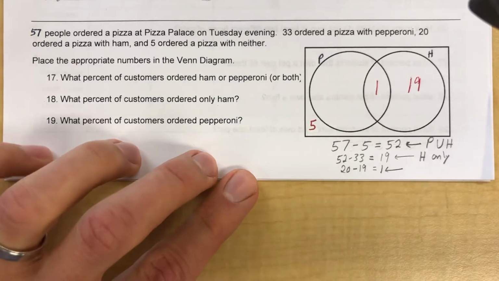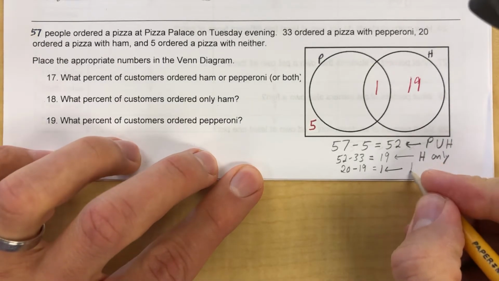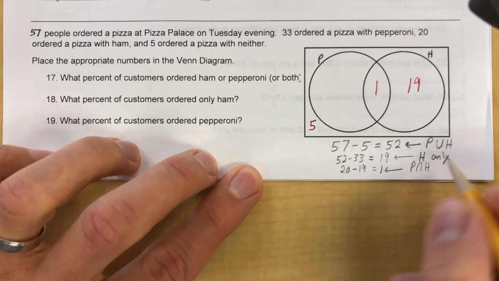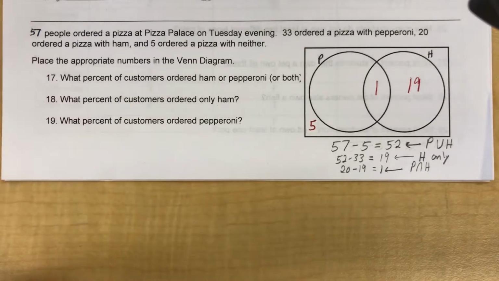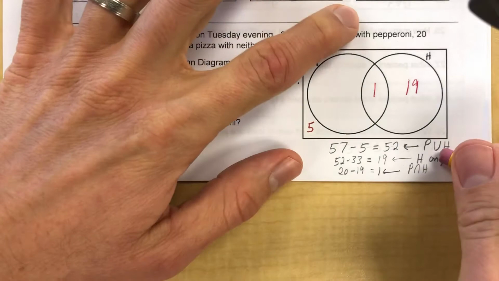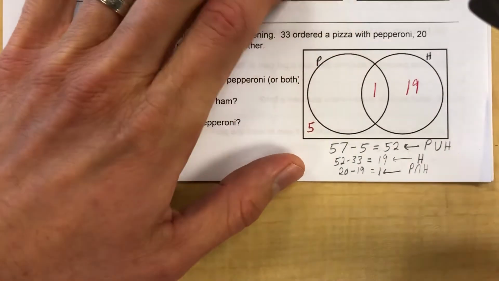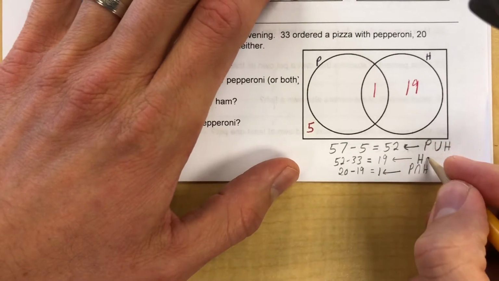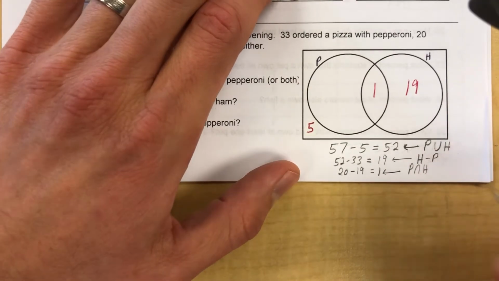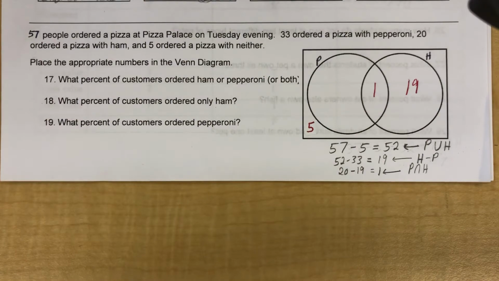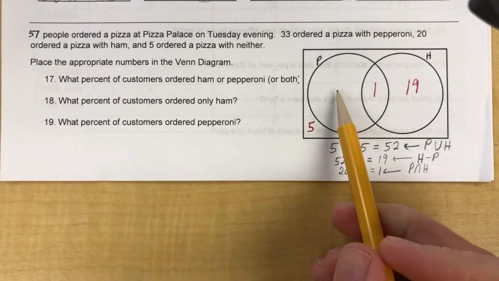And if you really want to get technical with the way this one is written mathematically, this would be P intersect H. Again, I did not write this one mathematically. Actually, let's do that. Let's write this one using a mathematical statement. This 19 was ham minus pepperoni. Now we're almost done, and we're going to figure out this number right here.